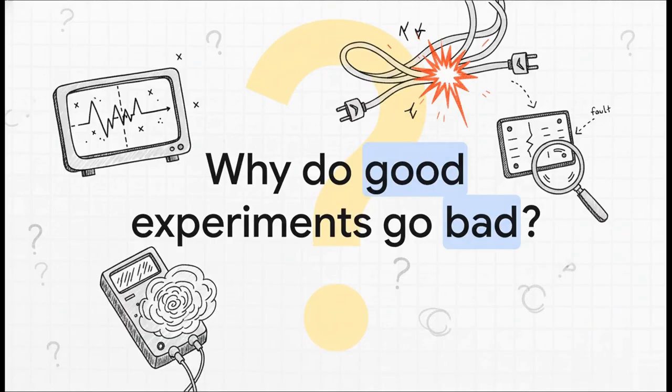Yeah, let's really dig into that. It's the big mystery we're tackling today. Why is it that you can plan everything perfectly, use the best instruments money can buy, and still end up with data that's corrupted or just plain unreliable? Well, it turns out the answer is often hiding in plain sight.